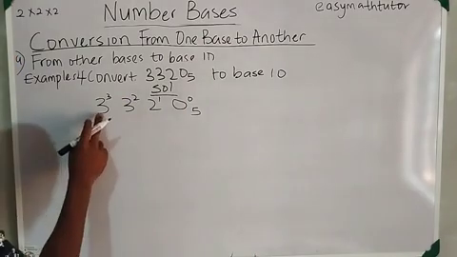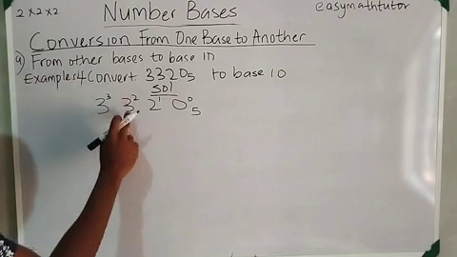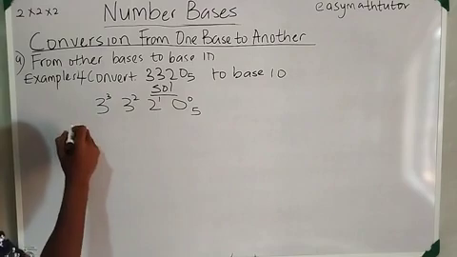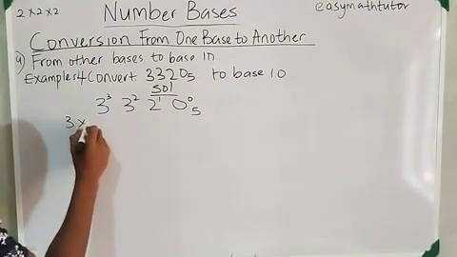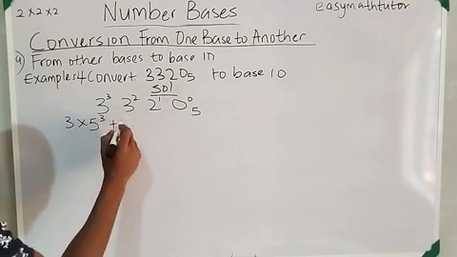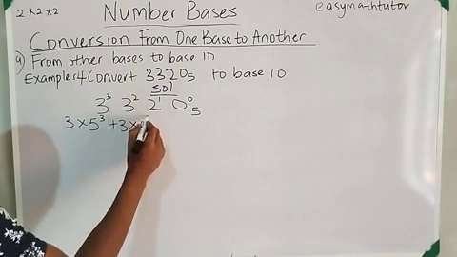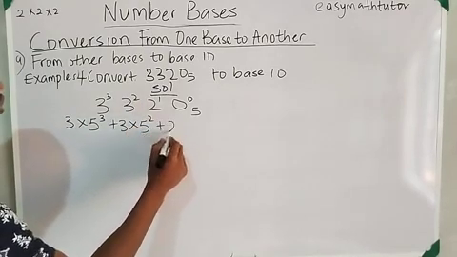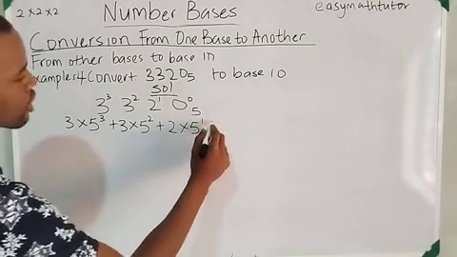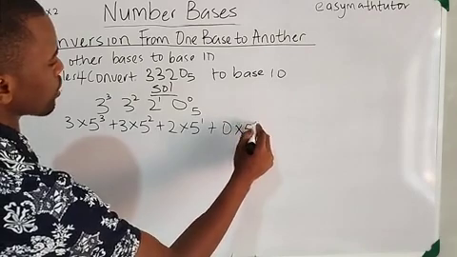Next, we are going to multiply each number by the base raised to the power. That becomes 3 times 5 raised to power 3 plus the second number 3 times the base 5 raised to its power 2 plus 2, the third number, times the base raised to power 1 plus 0 times the base raised to power 0.